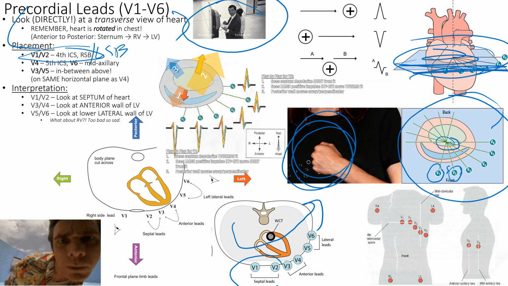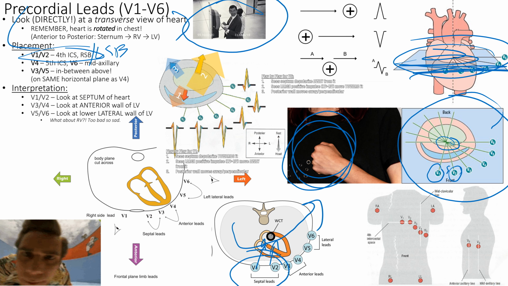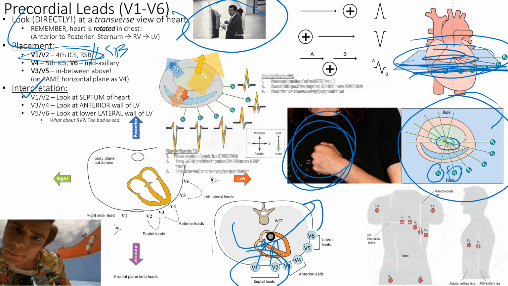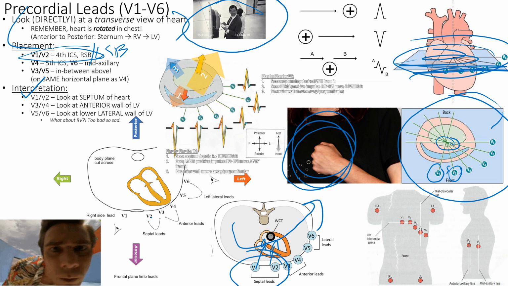So V1, V2, our septal leads, look at the sternum, right? Sorry, I keep saying sternum. Look at the septum of the heart, right? Those are our septal leads. All right, V1, V2 are our septal leads. So if we have septal problems, we're going to see it in V1, V2. All right, V3, V4, if we just keep going along, so V1, V2, and then we're looking at V3, V4.